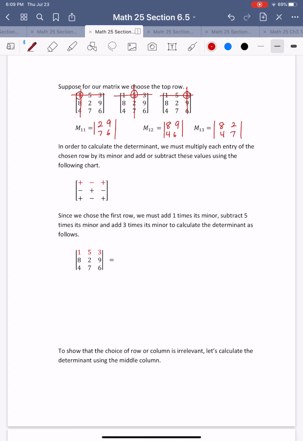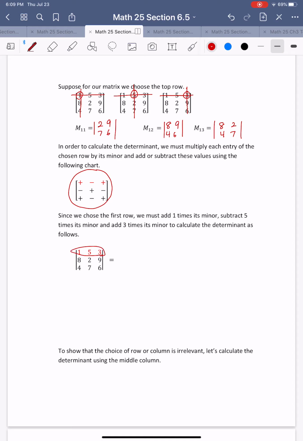In order to calculate the determinant, we must multiply each entry in the chosen row by its minor, and then add or subtract this value using the following chart. For a 3 by 3, there is a sign for each location, and the location signs are this. Since we chose the first row, we must add 1 times its minor, subtract 5 times its minor, and then add 3 times its minor to calculate the determinant. So what that means is, okay, I'm using the first row.